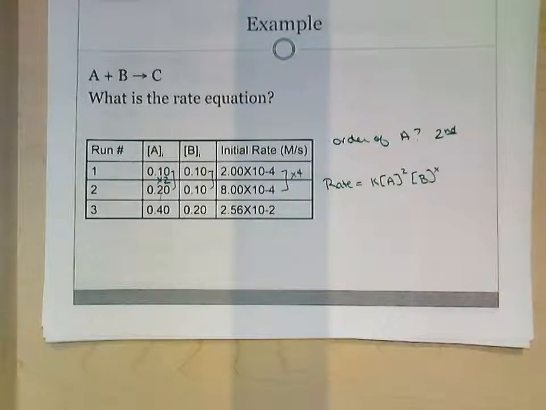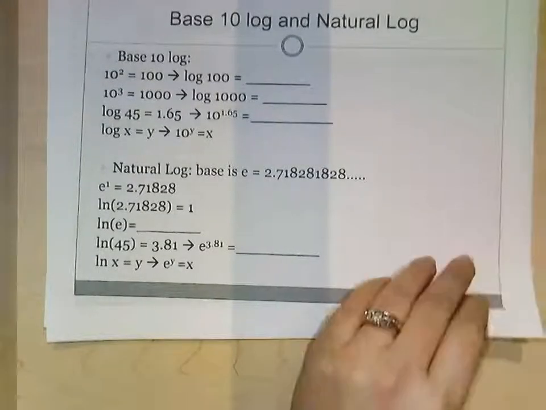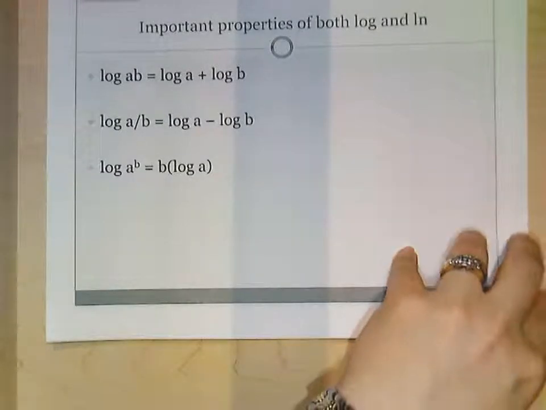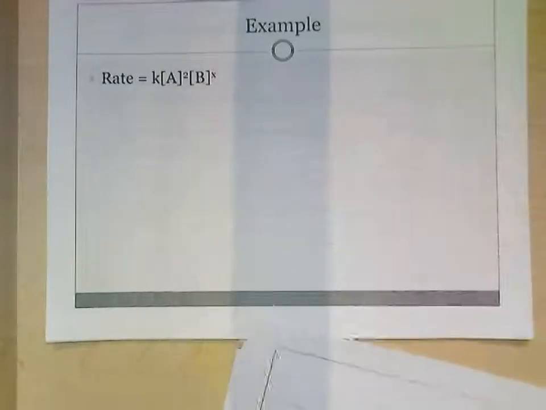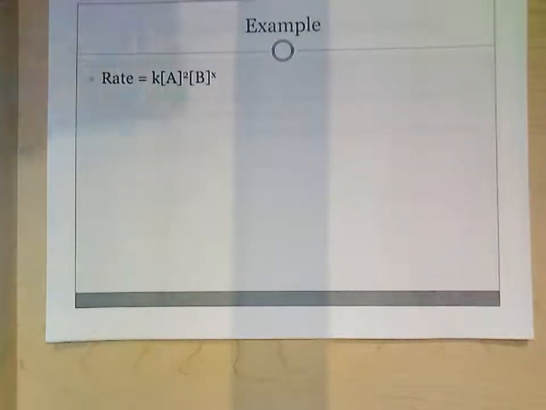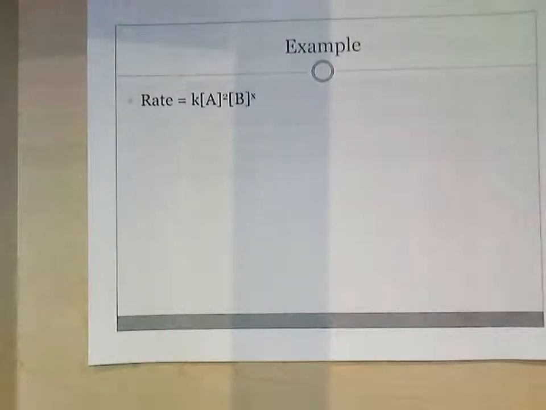Well, lucky for you, last week in lab, you did all this base 10 natural log stuff. These are just review problems in case you forgot. You can go back and do these. Important properties of natural logs and base 10 logs, those fun facts. Let's go ahead and put those into practice. Let's do some base 10 log stuff. Which, if you're doing lab this week, this is the problem that you use in the pre-lab. Something similar to this. All right, so here we're at the rate equals equilibrium constant, A squared, B to the power of X.